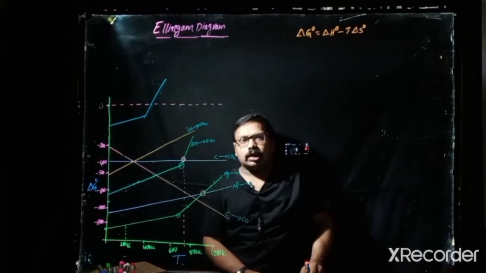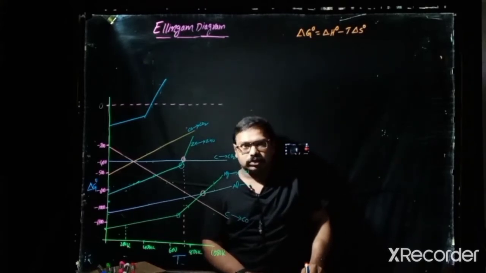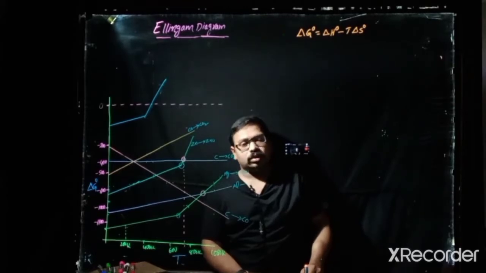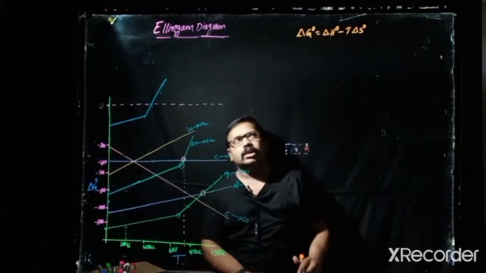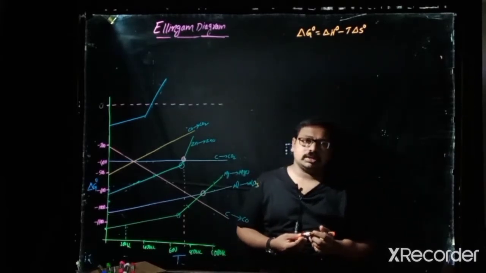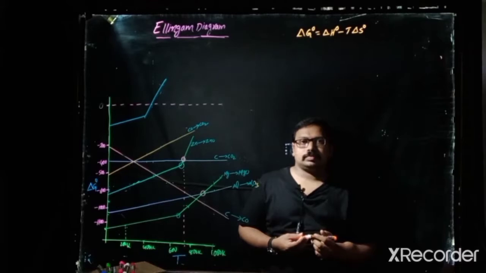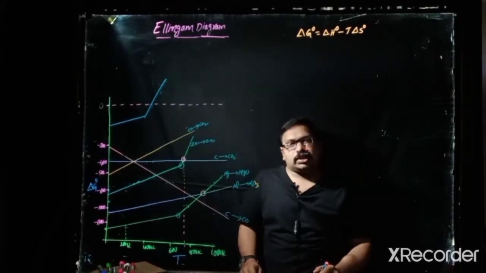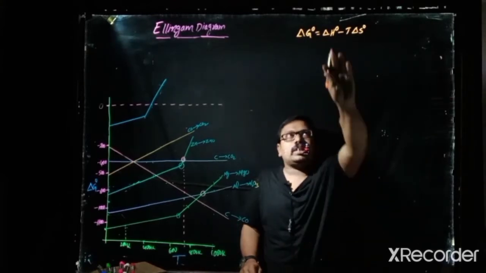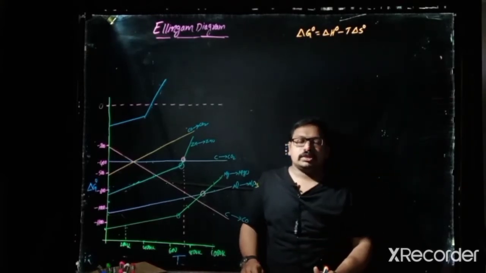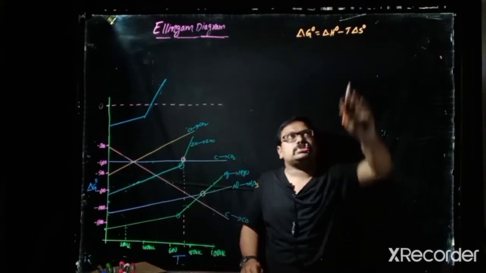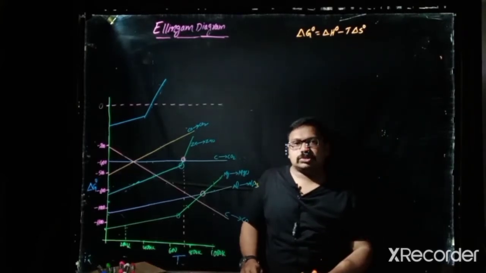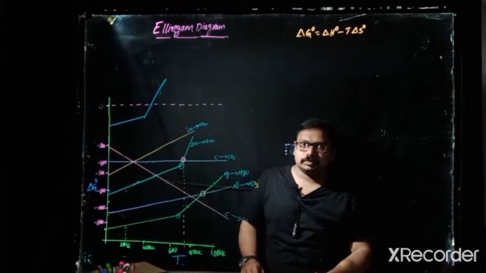These graphical curves of the various metallic oxides, for the oxidation of metals or non-metals, whatever it may be, are related with this formula: delta G naught is equal to delta H naught minus T delta S naught. Here delta G naught means standard Gibbs free energy, delta H naught means change in enthalpy under standard conditions, and delta S naught means standard entropy change.